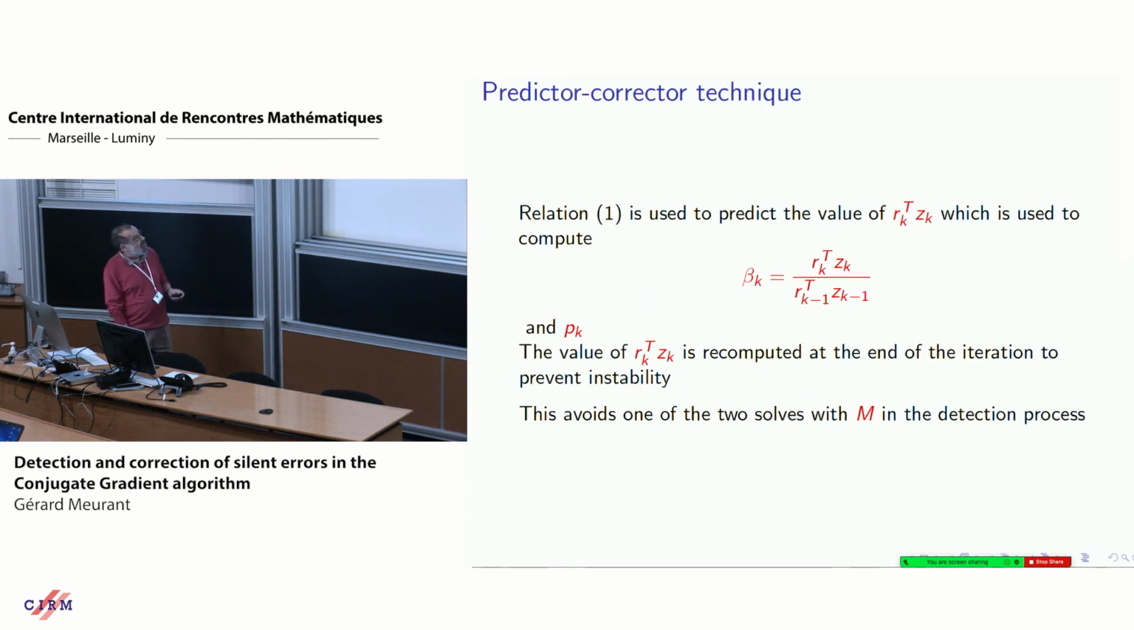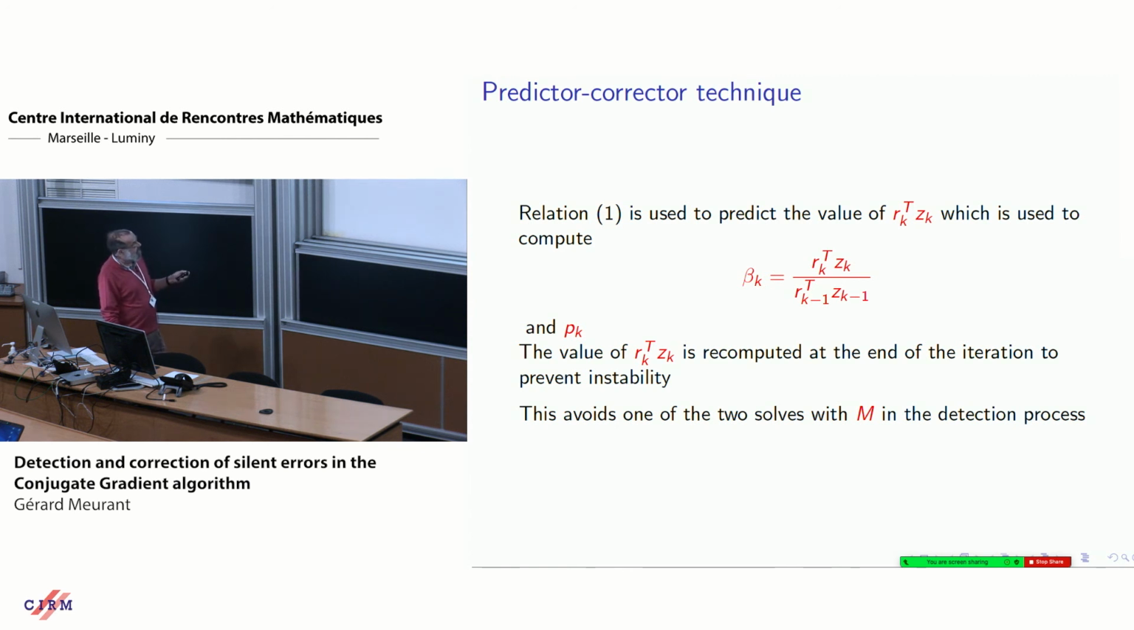Okay, so you can also use the predictor corrector technique that I was using in 1987. In fact, when you're using a preconditioner, then you predict the value of this dot product to compute the second CG coefficient. But if you just do that, in fact, this method is unstable, and so you have to recompute the value of this dot product at the end of the iteration for the computation at the next iteration.